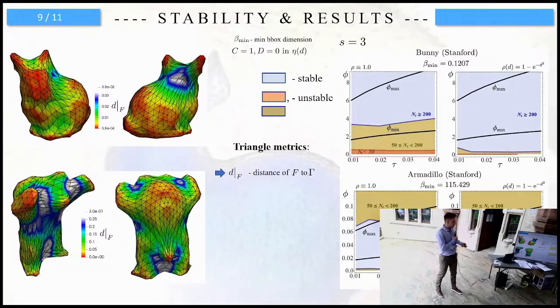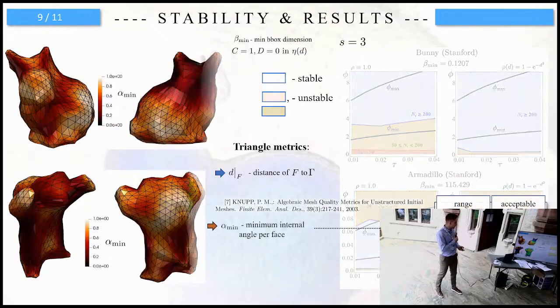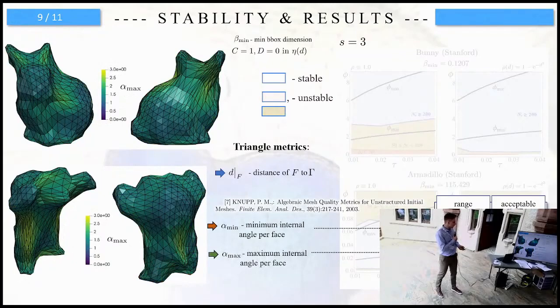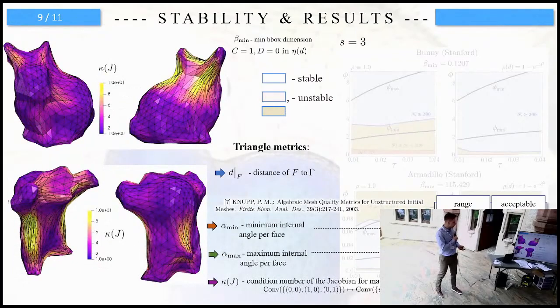We also did metrics for finite element analysis. For example, minimum internal angle per face, maximum angle, and the condition number of the Jacobian between the unit triangle and the transformed triangle. So you can see that triangles that are really stretched have high values.